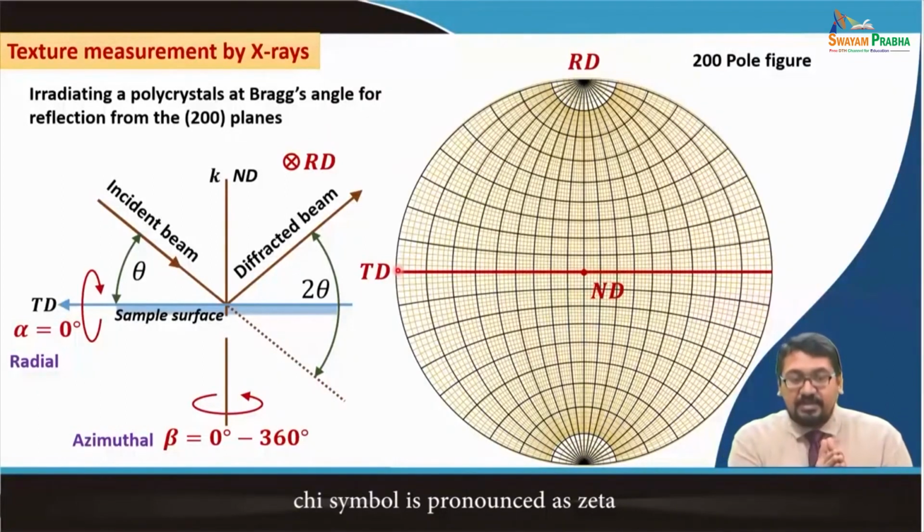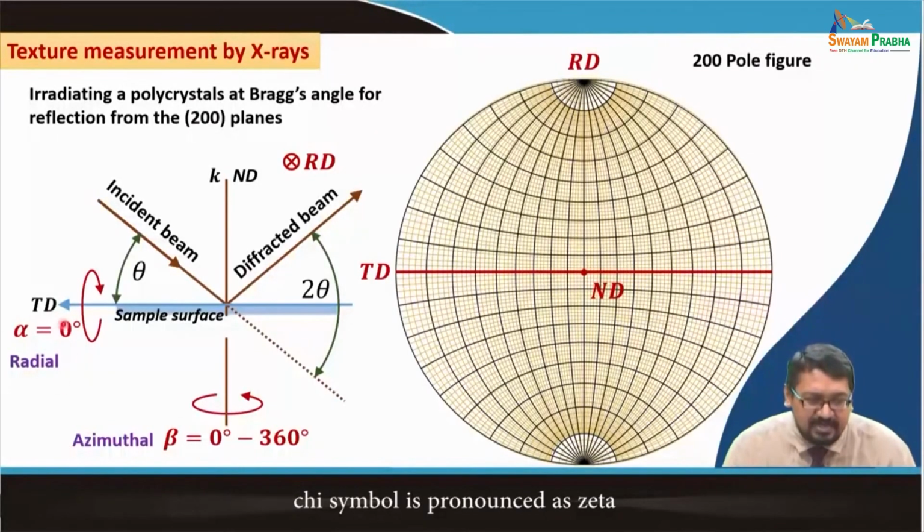Now, when there is no rotation, we give a rotation alpha and another rotation beta. As I said, alpha rotation is along TD and the beta rotation is along ND. The alpha rotation is basically known as the radial rotation and the beta rotation is known as the azimuthal rotation.